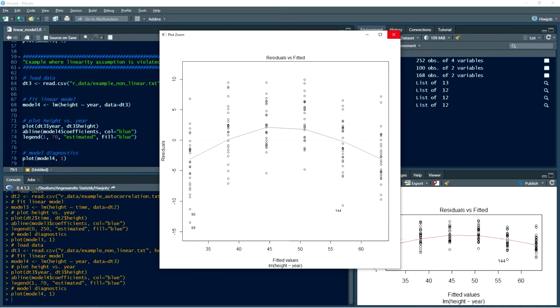Alright, I think these are enough assumptions for today, so stay tuned for the next video where we will continue checking the assumptions of the linear model.